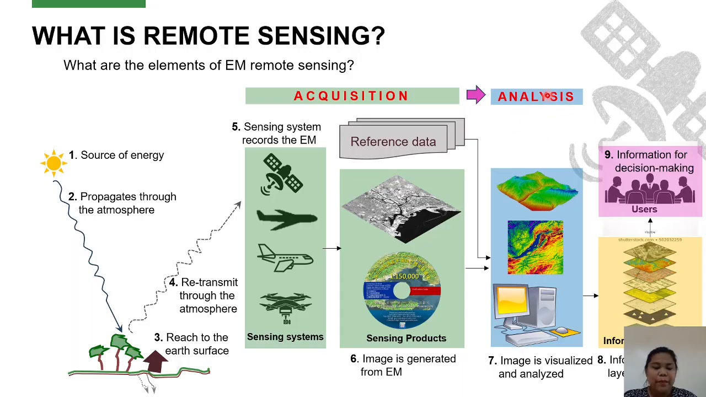Now for the analysis part, using viewing and interpretation devices or software, and with reference to other data, the data are being examined, analyzed, and interpreted, and eventually a series of information is extracted to produce compiled information in the form of maps, tables, or computer files that can be merged with other GIS layers. Finally, the information is presented to users who apply it to their decision-making process. So that is all about the definition and concept of remote sensing.